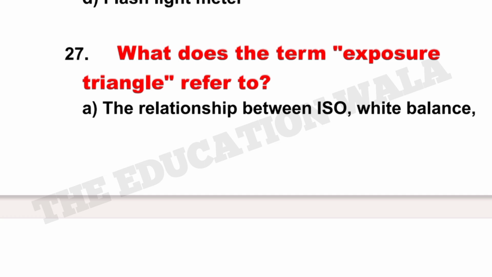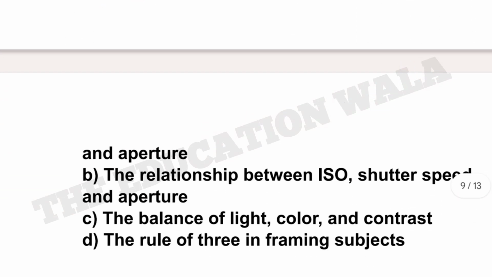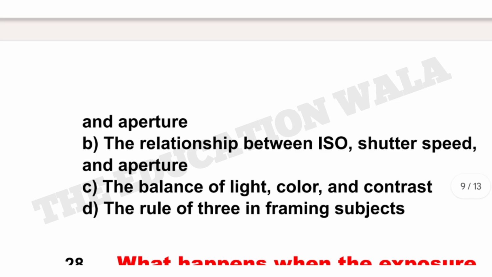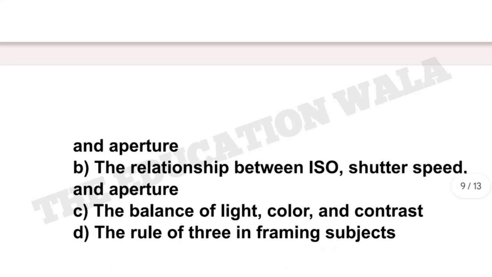Option A, the relationship between ISO, white balance and aperture. Option B, the relationship between ISO, shutter speed and aperture. Option C, the balance of light, color, and contrast. Option D, the rule of three in framing subjects. The right answer is option B, the relationship between ISO, shutter speed and aperture.